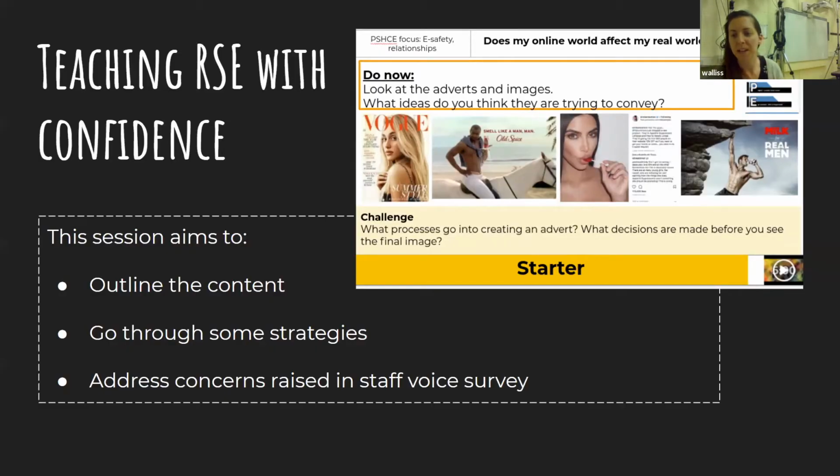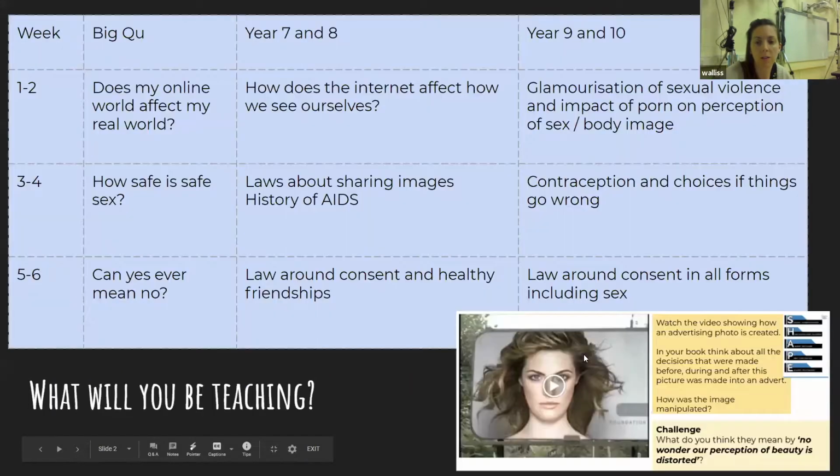If you do have any questions throughout this session, please do put them in the chat and I'll try my best to answer them. I'm going to be going through some of the key content that you're going to be delivering, some of the key strategies that might help with confidence, with nervousness, with specific students you teach, and I'm going to address some of the concerns that were raised in the staff voice survey that was sent out last week.